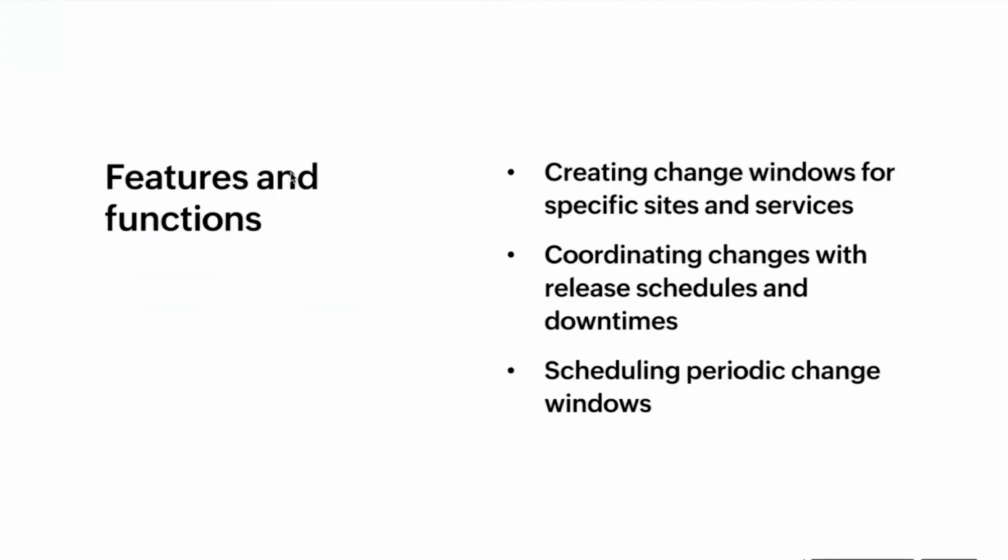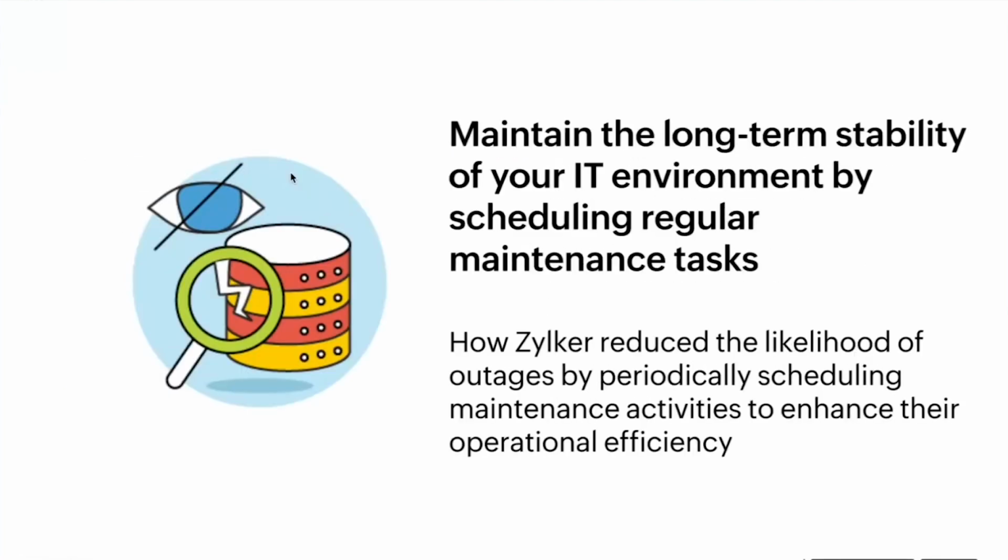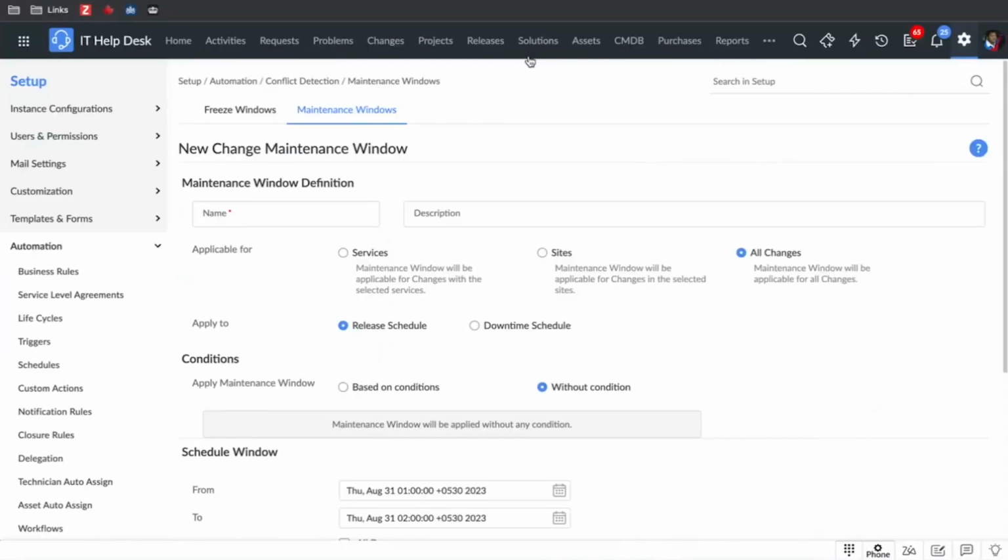Now, how about preventive maintenance tasks? How about regular maintenance within an organization? So Zilker had a lot of periodic maintenance activities, which also needed a few automation in place. So let's take a look at how exactly Zilker automated their maintenance process.